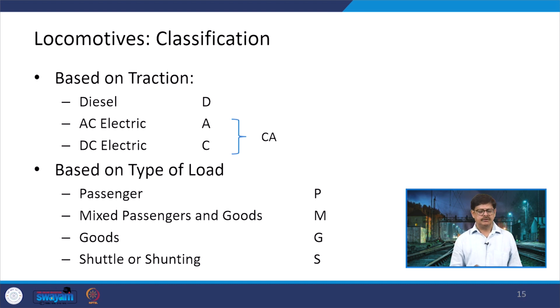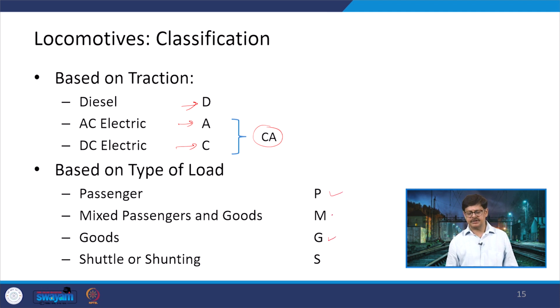Based on traction, for diesel it is D, for AC electric it is A, and for DC it is C. And there is a combination of CA, meaning there is a possibility that on a particular locomotive both of the tractions are being provided, then it is defined as CA, first DC and then AC. Previously we had one more code which had 4 letters, and those 4 letters arose because of this combination.